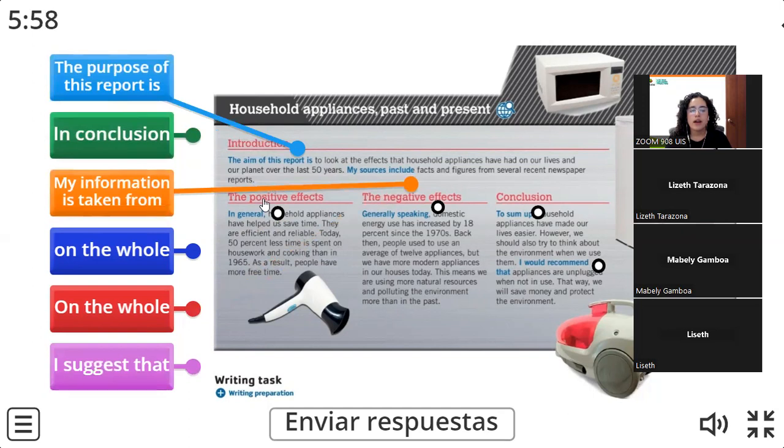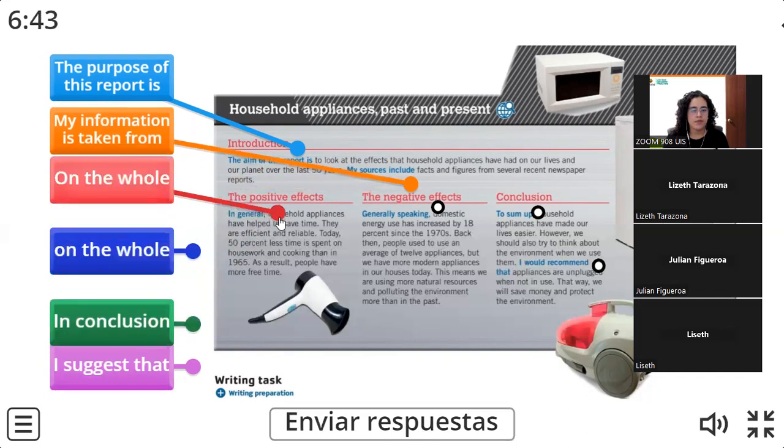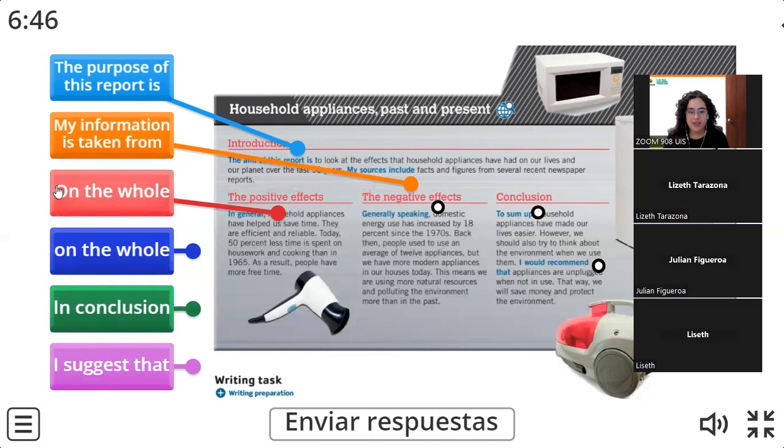So the positive effects. Julian, can you read the second paragraph? Positive effects. Positive effects in general. Household appliances have helped us save time. They are efficient and reliable today. 50% less time is spent on housework and cooking than in 1965. As a result, people have more free time. All right. So in general, what's the sentence? On the whole, the second one, yes. Because if you choose the first one, it's because of the capital letter. Yes, you start the sentence.